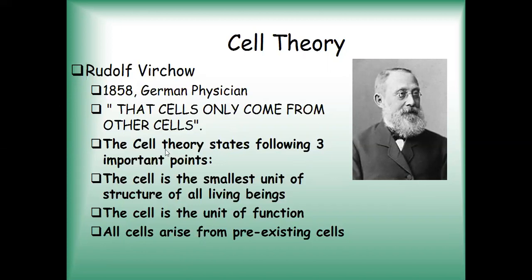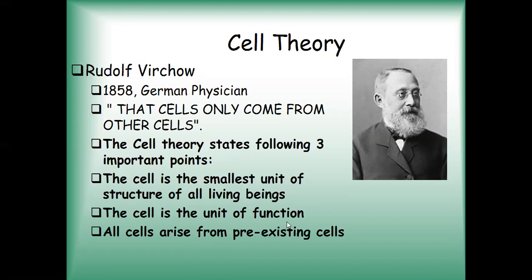So the cell theory, which was proposed by the scientists Schwann and Schleiden, explains three important points. They are: the cell is the smallest unit of structure of all living beings. For all living beings, be it plants or animals, the cell is the smallest part or unit of structure that is present inside the body.